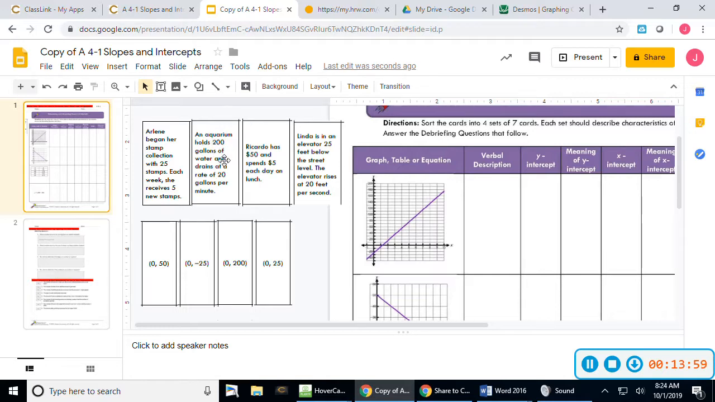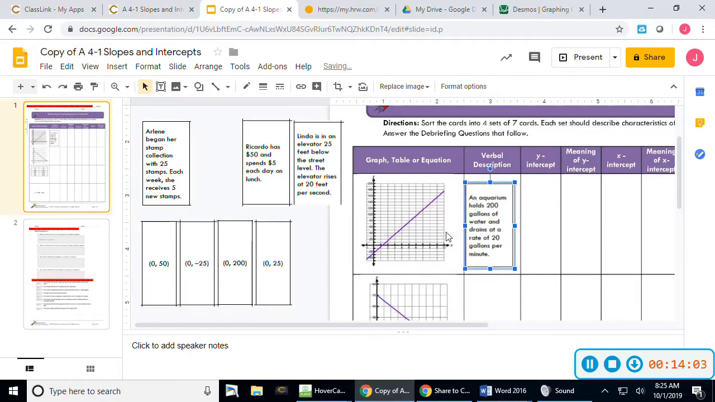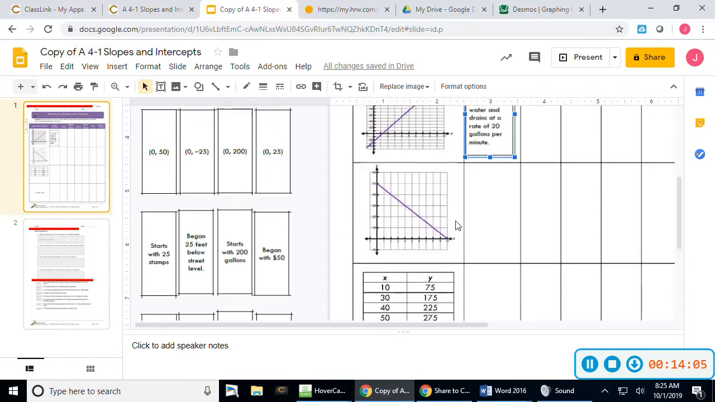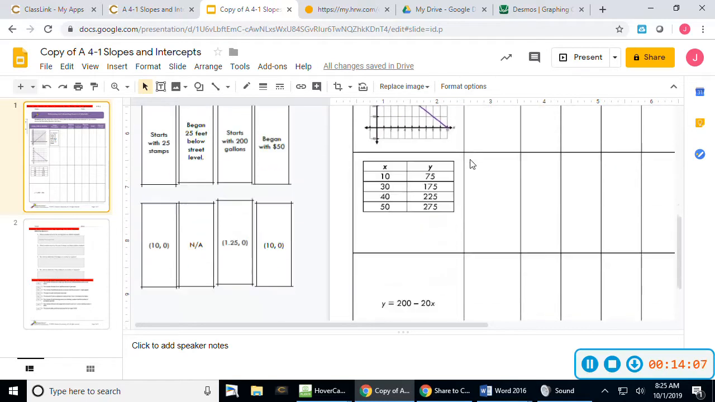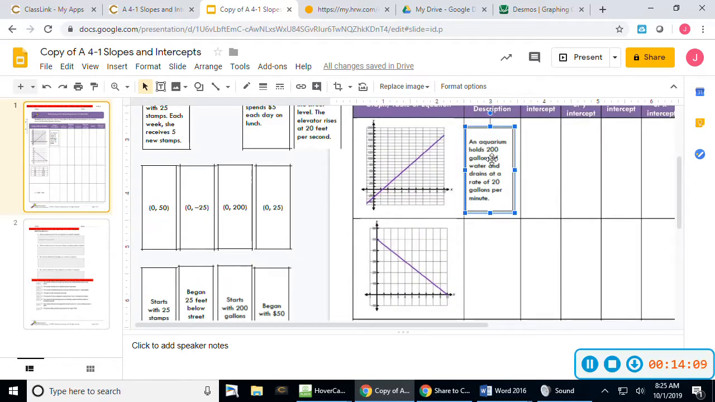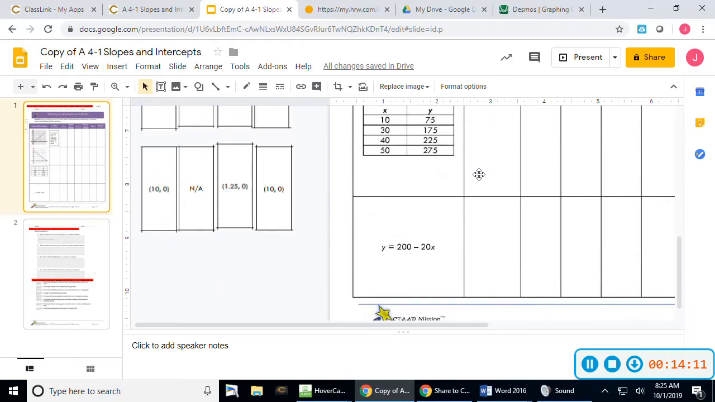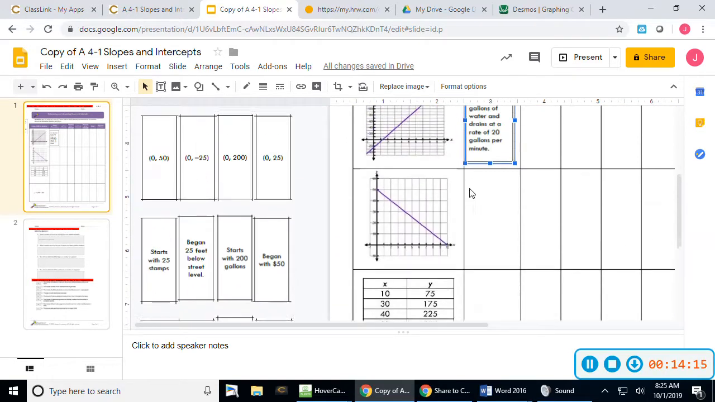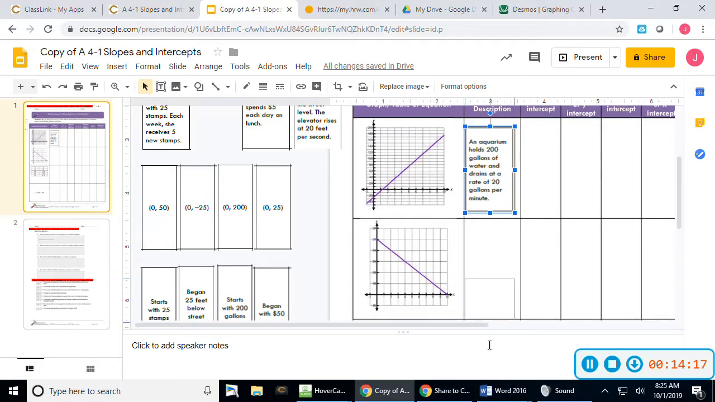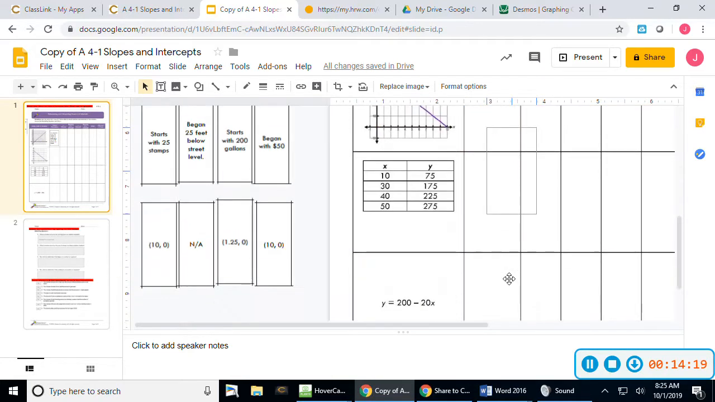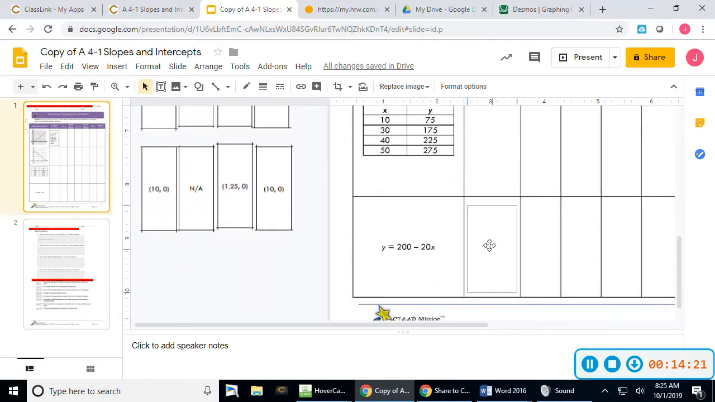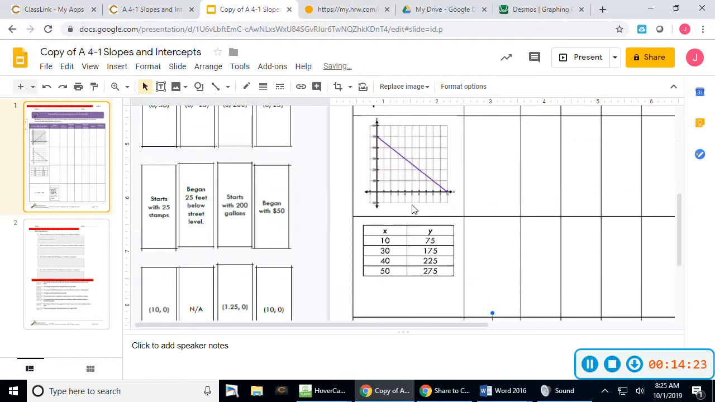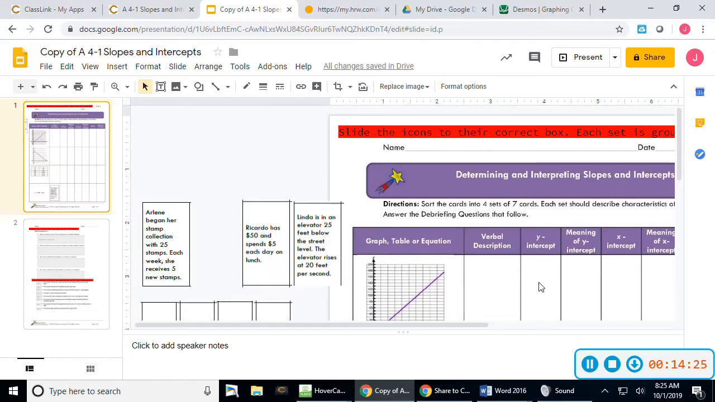Since I like this one, since I'm draining, would I be increasing? That would be inaccurate. So I'm not going to be increasing. And if you look here, I start with 200 gallons of water. And the only one that makes sense right here, I'm losing 20 each time, so this is going to come down here. I'm going to slide that right there. Then I'll go up here again and look at these problem situations and fit them.